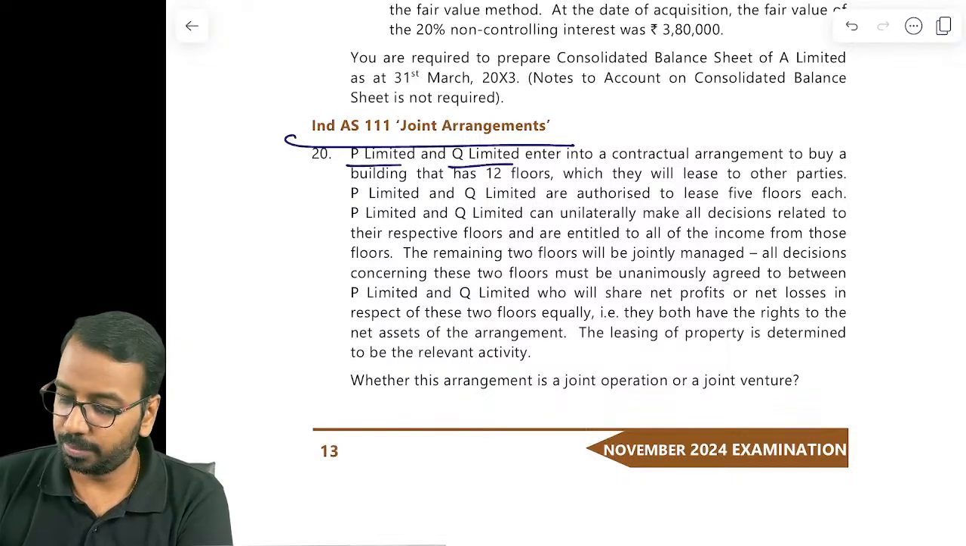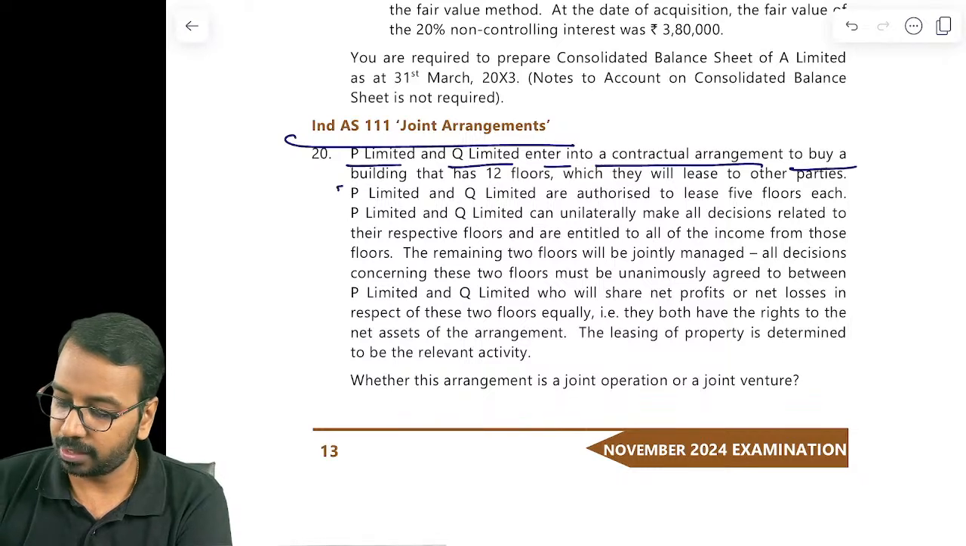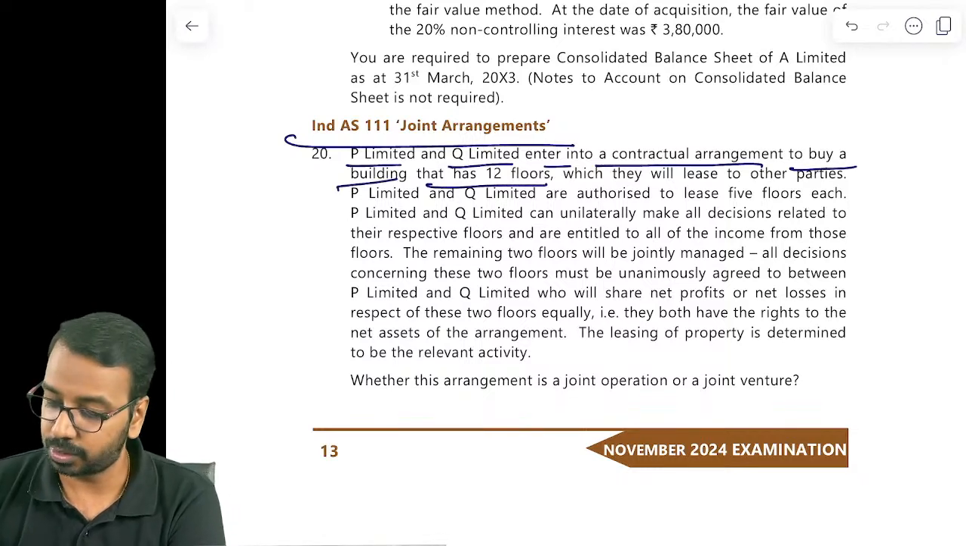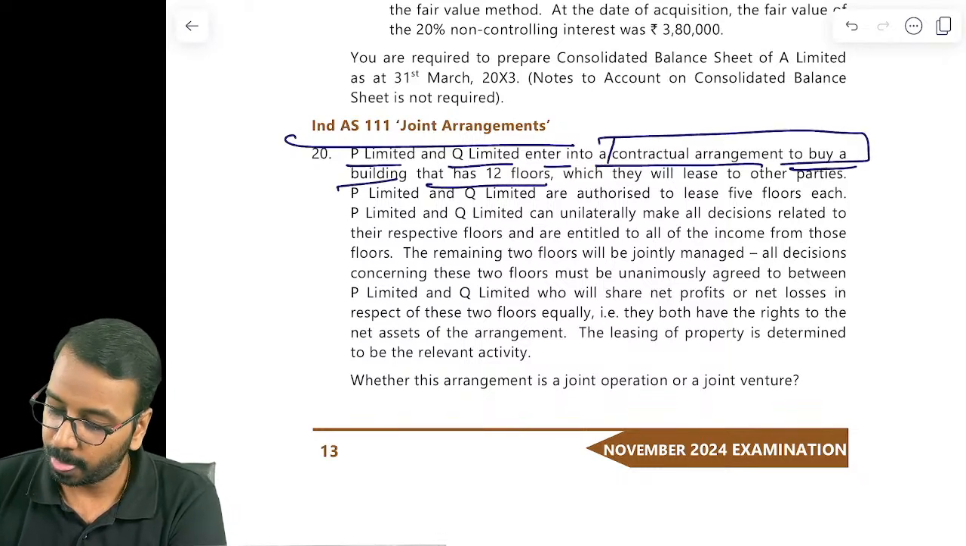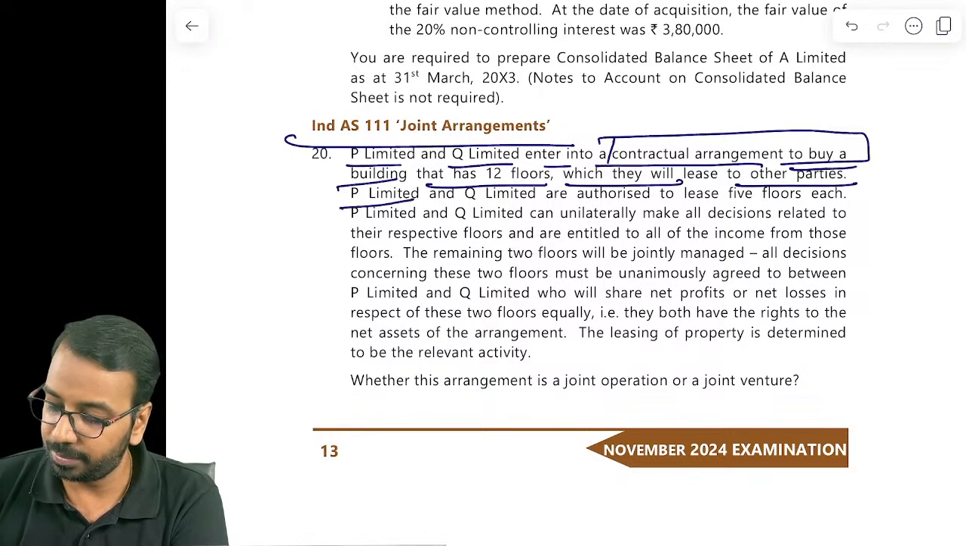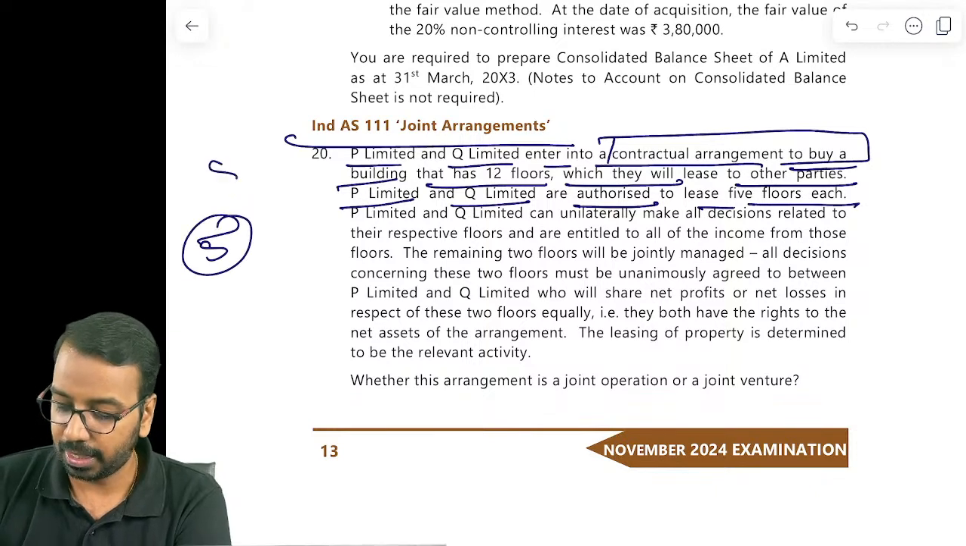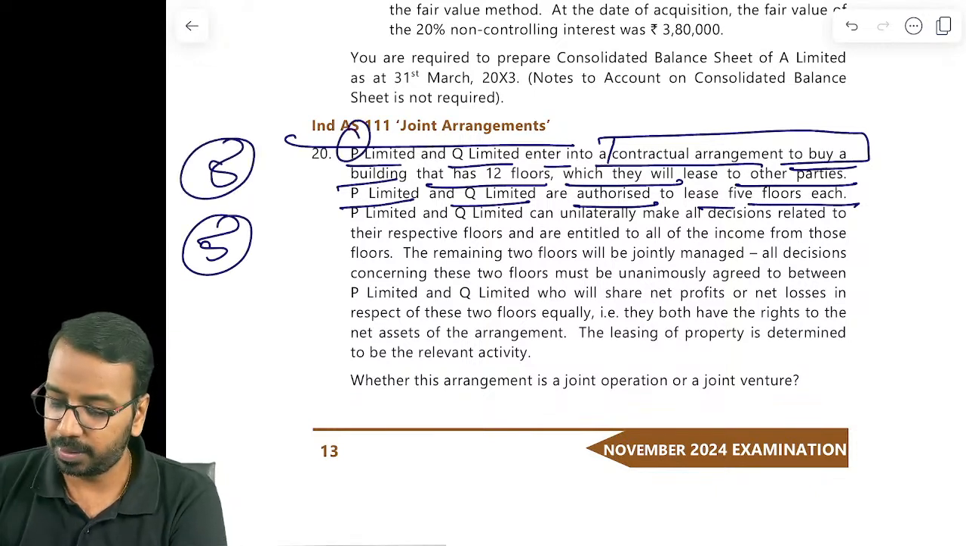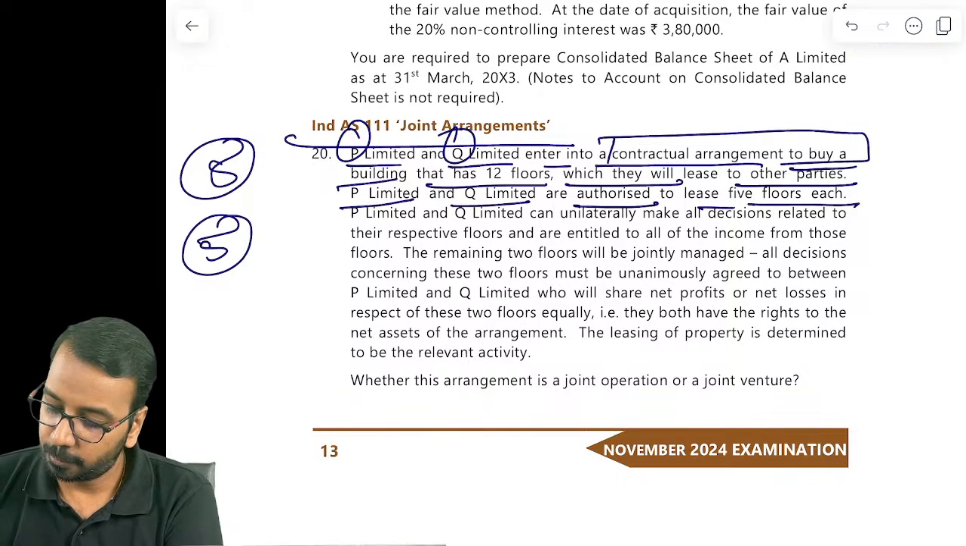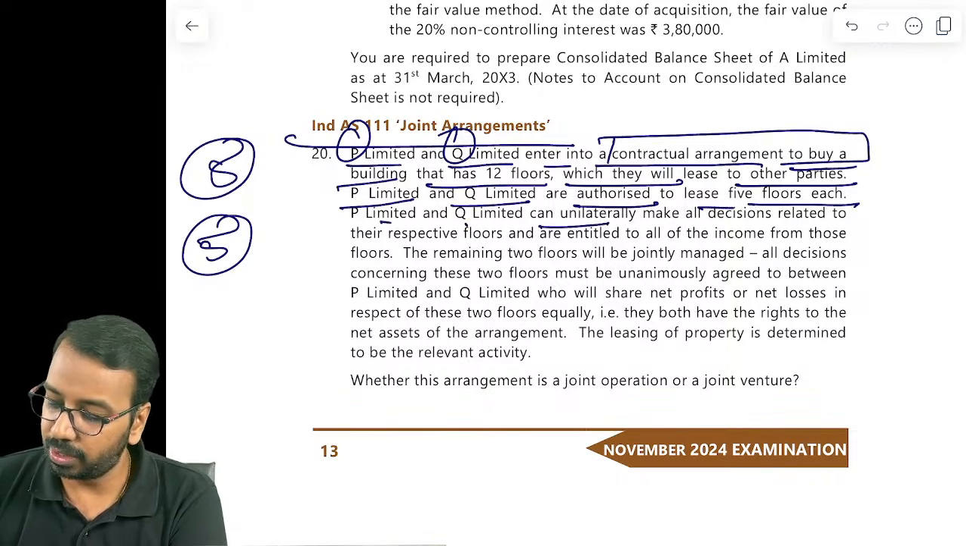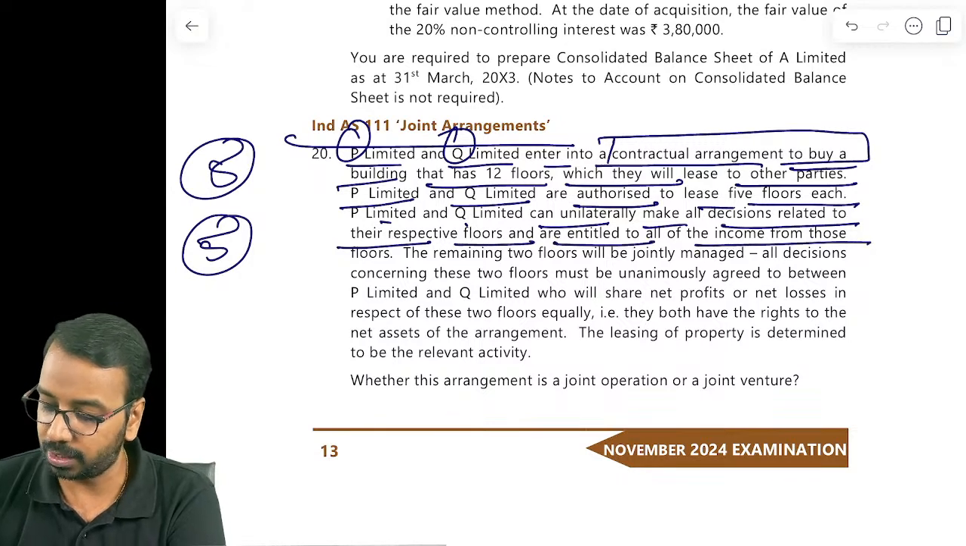P Limited and Q Limited enter into a contractual arrangement to buy a building that has 12 floors. So there are 12 floors. There is a contractual arrangement which they will lease to other parties. P Limited and Q Limited are authorized to lease 5 floors each. So first 5 floors and second 5 floors, or any 5 floors, P and Q are authorized. P Limited and Q Limited can unilaterally make all decisions related to the respective floors and are entitled to all of the income for those floors.